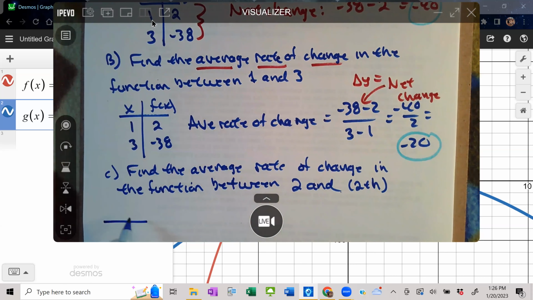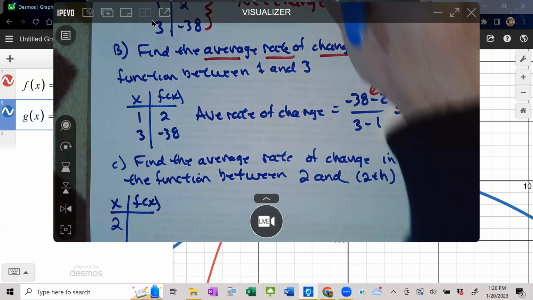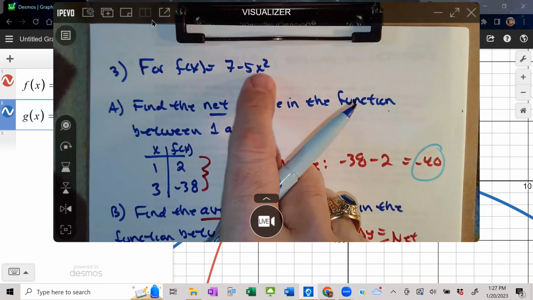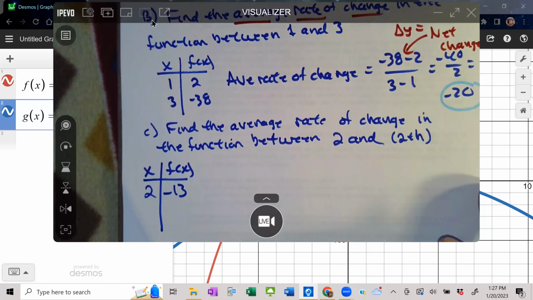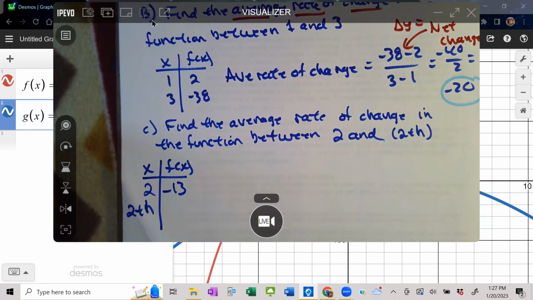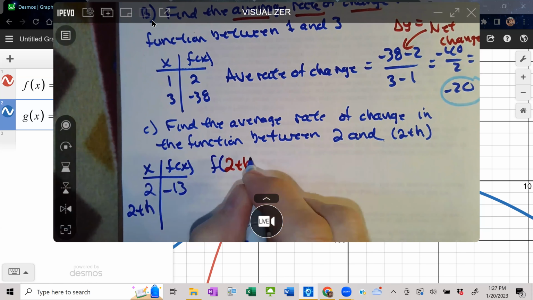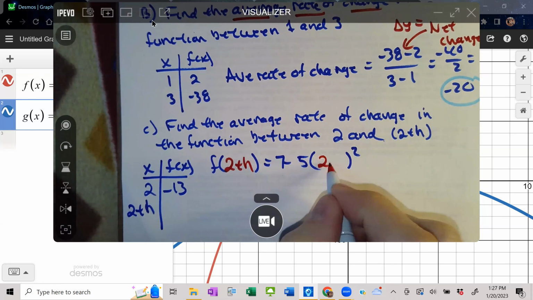Let's make ourselves a little t-table. X, f of x, 2. What do I get when I plug in 2 to the function? That's going to be 7 minus 5 times 4. 7 minus 20 is -13. Then I need to find the function and evaluate it at 2 plus h. And here's where we're going to have to do a little bit of work. Might extend onto a different sheet. So f of 2 plus h is going to be 7 minus 5 times 2 plus h squared.